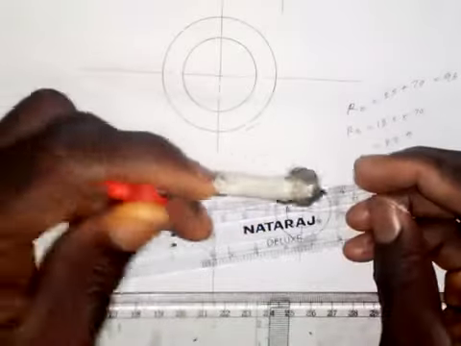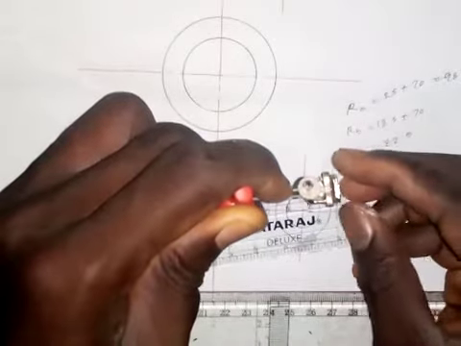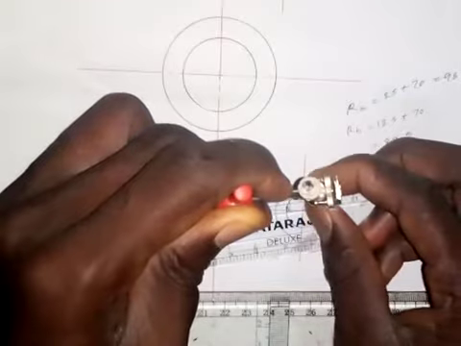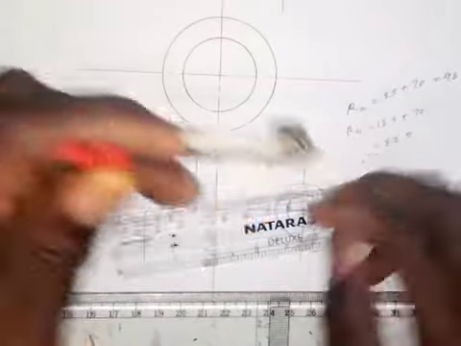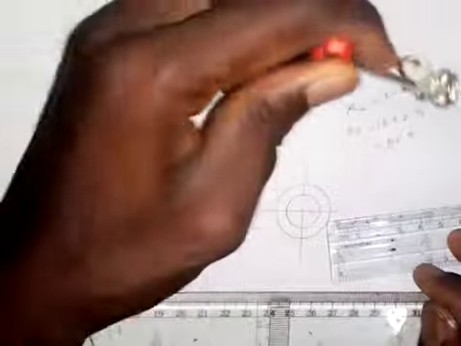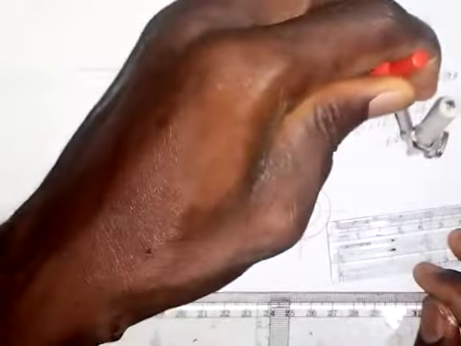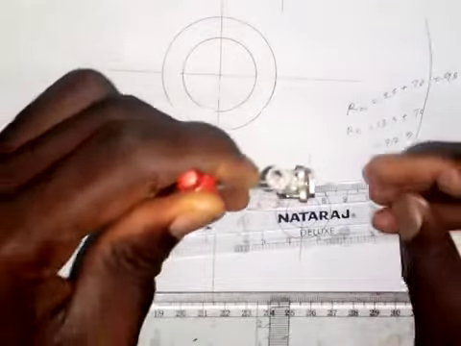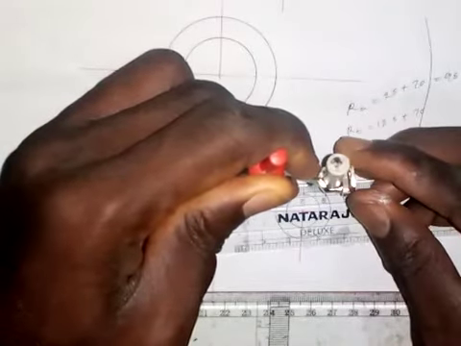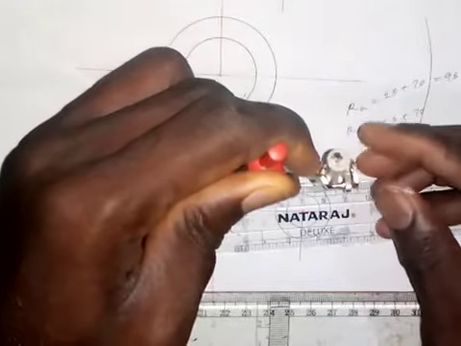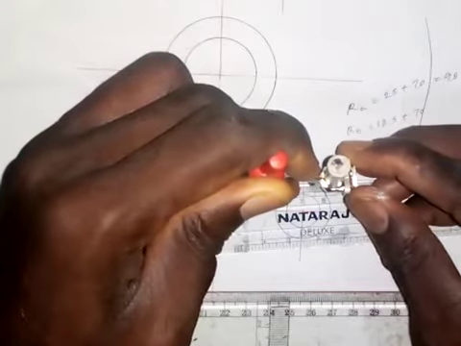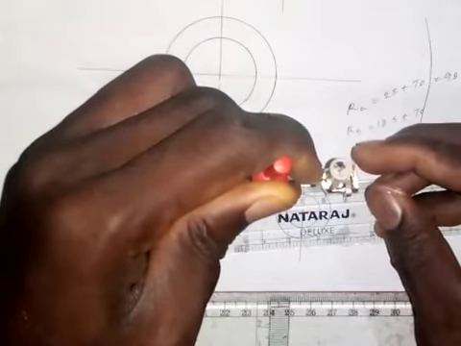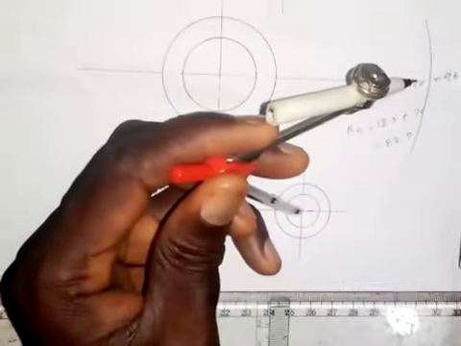Okay, so what I'm going to do now is take a measurement of 95 millimeters. I put it at the center here, and now we draw an arc like this. Then the next is I will take 82.5 millimeters. So you have to take it easy. You put it at the center here and you draw an arc like this.